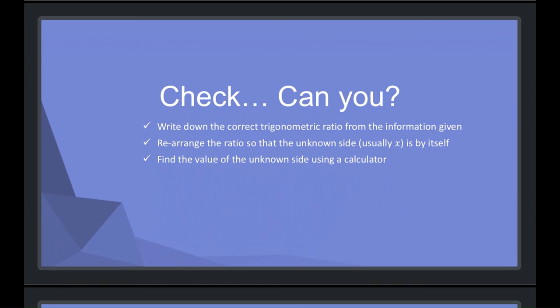So now you should be reasonably okay with this. We write down the ratio. We flip it around so x is by itself. Remember, in this case, we're just timesing by the number on the bottom of the fraction. And then that just goes into our calculator to give us the answer.